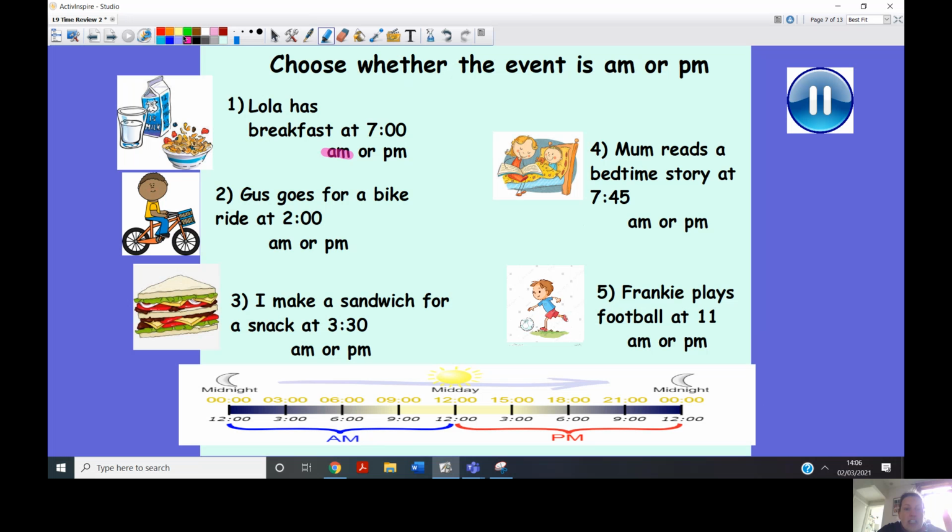Press pause now and just write whether each one is AM or PM, and when you're ready, press play.